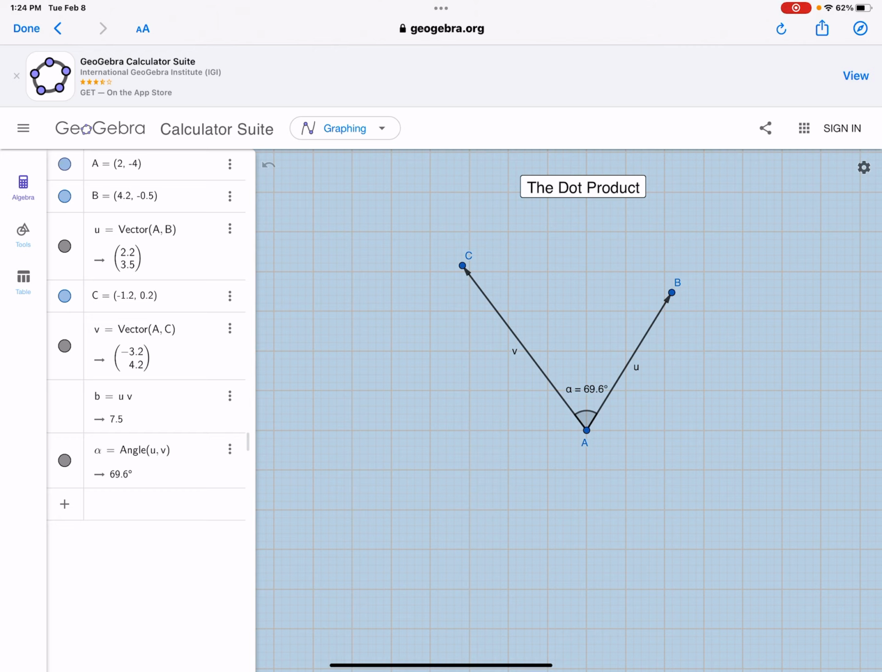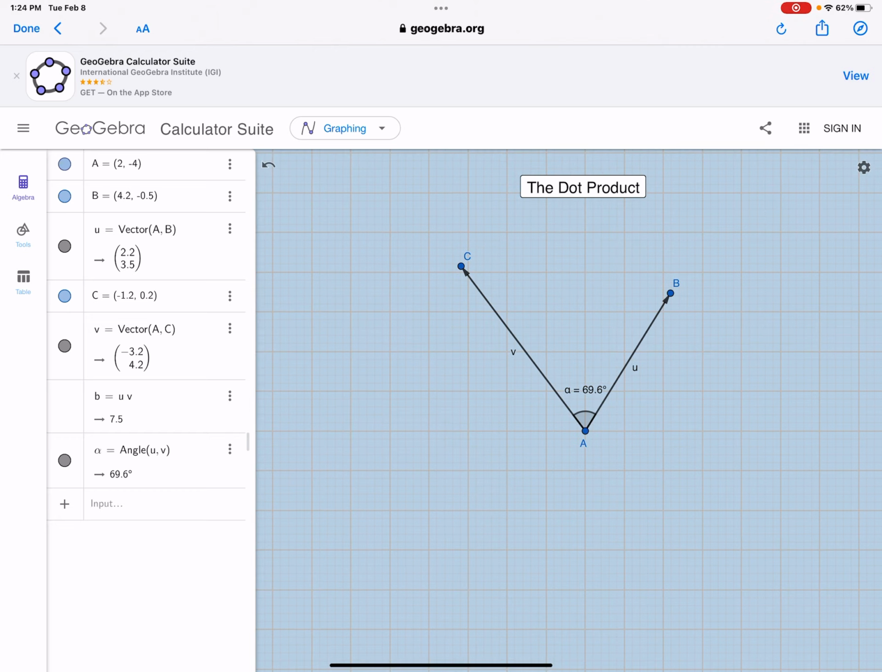So what you see here is two vectors, vectors u and v. And the angle made between these two vectors is 69.6 degrees for now. On the side in here, you have also the dot product, which is indicated. So see here we have the points A, B, and C. So this is vector u, this is vector v, and we have the dot product here, u times v.